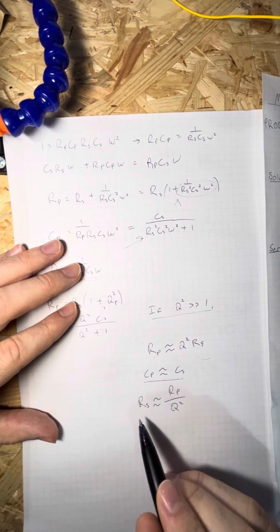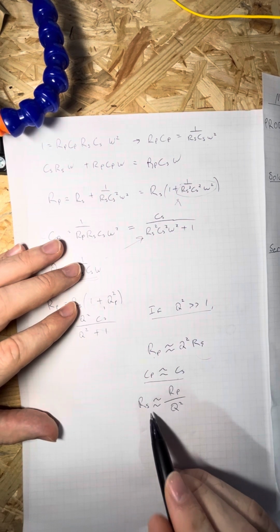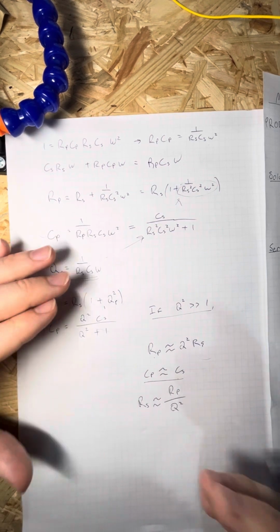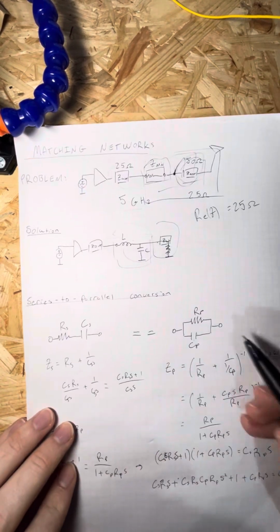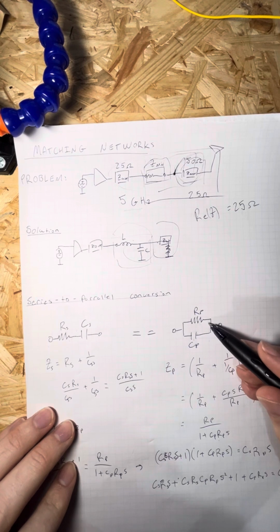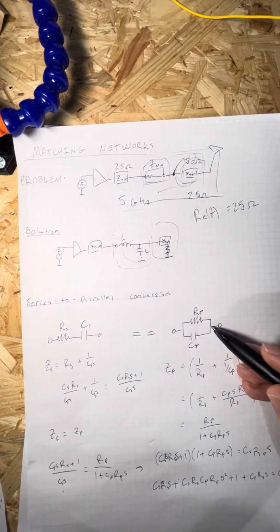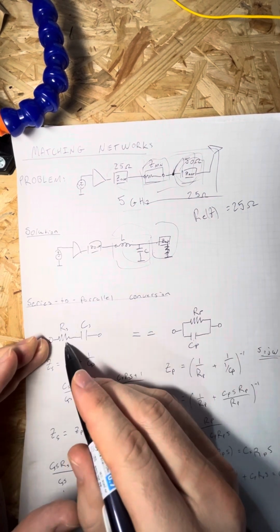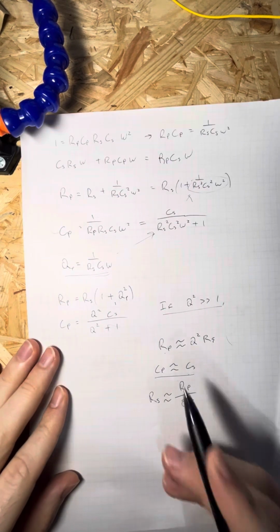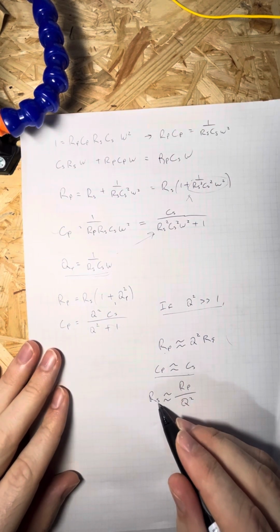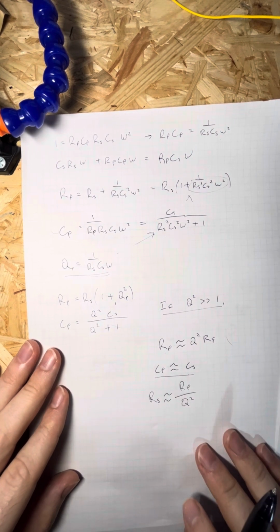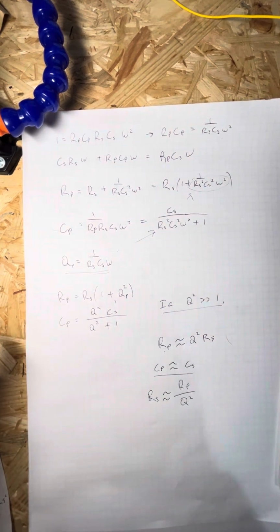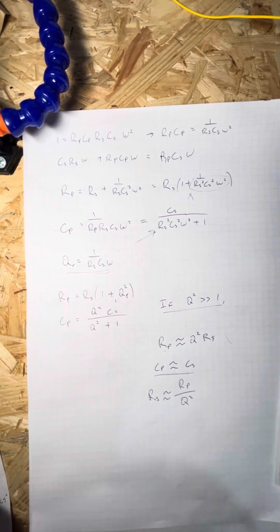So now if we go the other way and we take the capacitor and resistor that we have in parallel and consider it as if it were in series, we would say our resistor in series would be the resistance in parallel divided by Q squared. So we're reducing our resistance when we look at it in series.